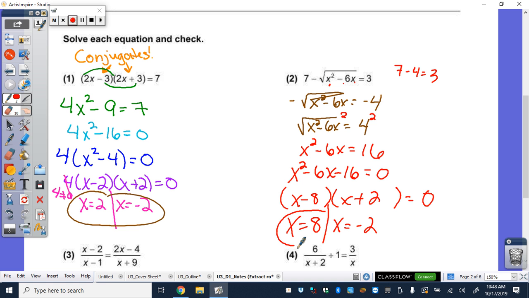Yeah. All right. So negative 2. If I square negative 2, that's 4. This would become plus 12. So that makes it a 16 again. So yeah, that's going to end up working. So in this case, both of them ended up staying. But that's not always going to be the case. So you got to make sure you always check.